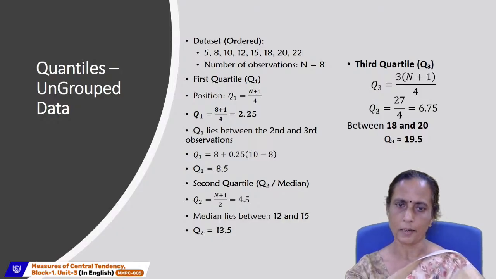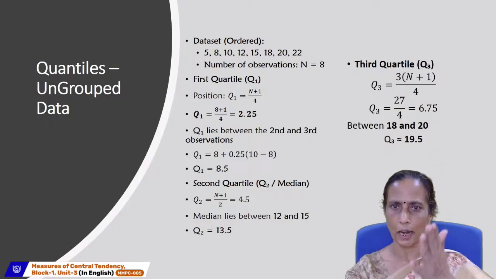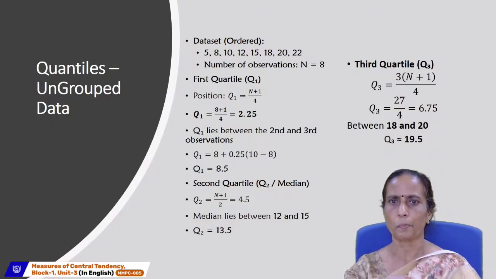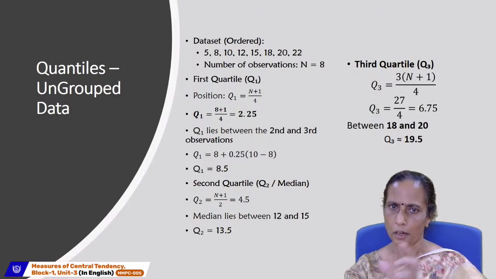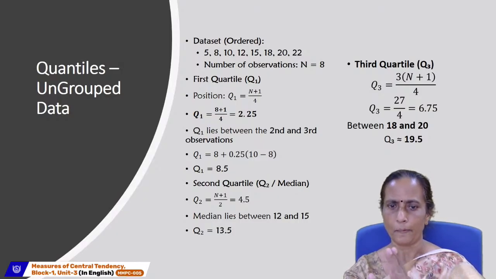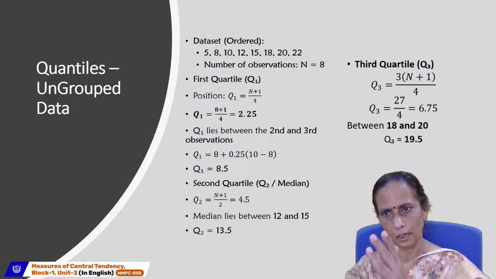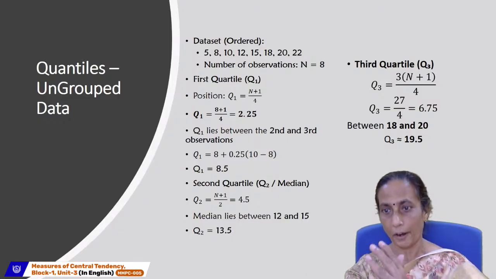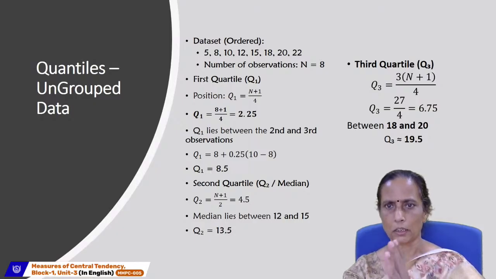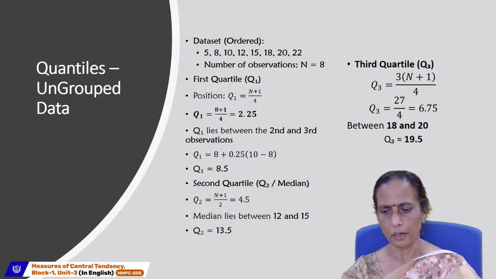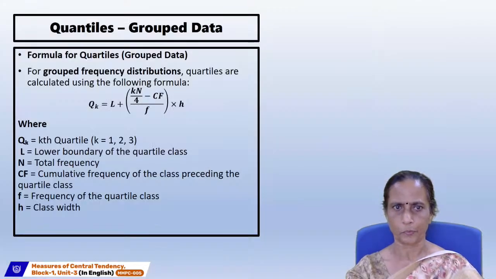The similar is the case in case of the second quartile: (n plus 1) by 2, that is 4.5. That means it will be lying between 12 and 15, that is the fourth and fifth observation in my data set. So Q2 is between 12 and 15, so it will be 13.5. And third quartile, going in a similar fashion, it will be between 18 and 20, that is the sixth and seventh observation, and it will be 19.5.